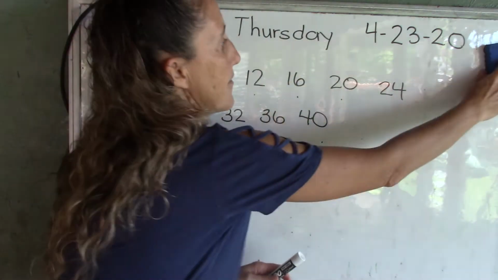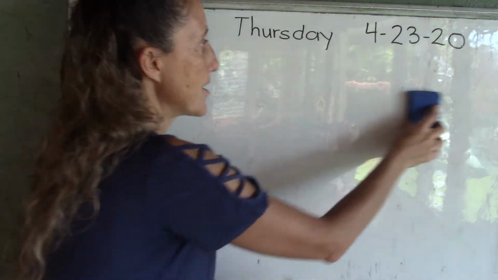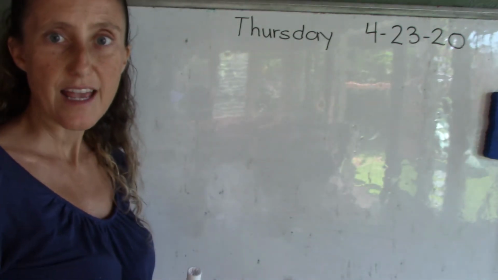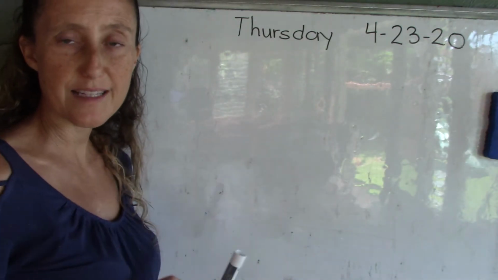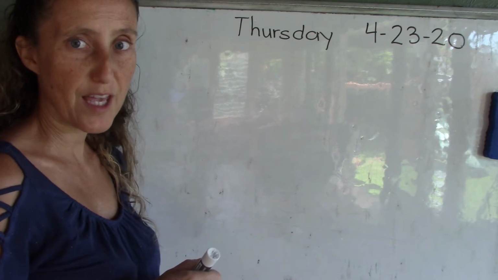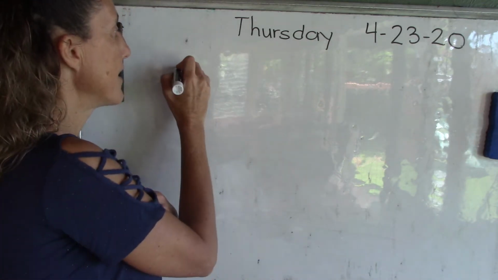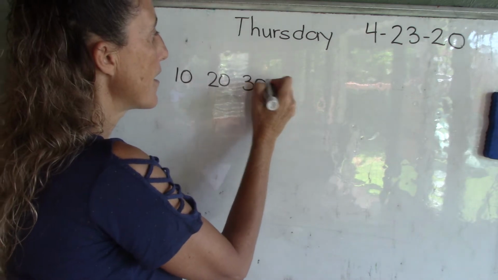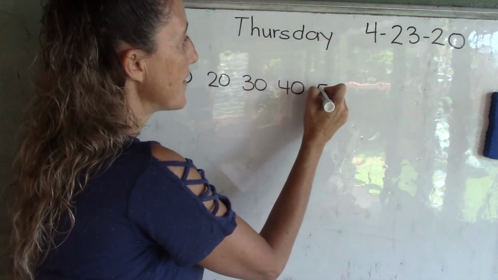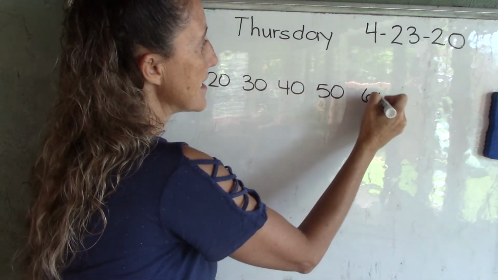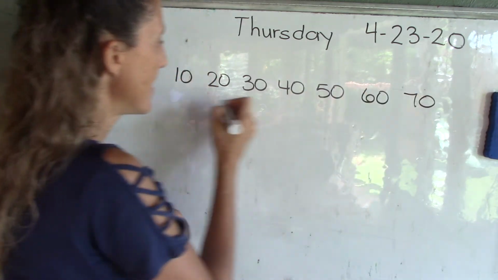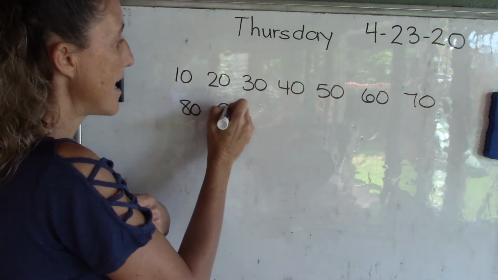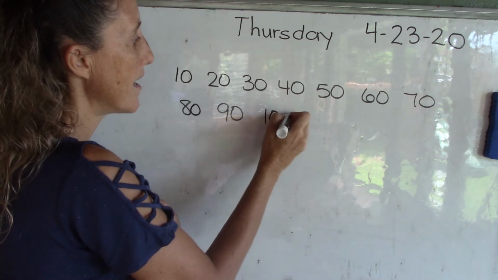We're going to count. The kindergartners today are going to be counting by 10s. And so I'm going to count by 10s on the board. All right, so count along with me. Here we go. 10, 20, 30, 40, 50, 60, 70, 80, 90, 100.